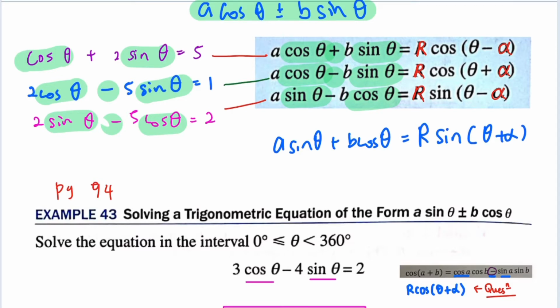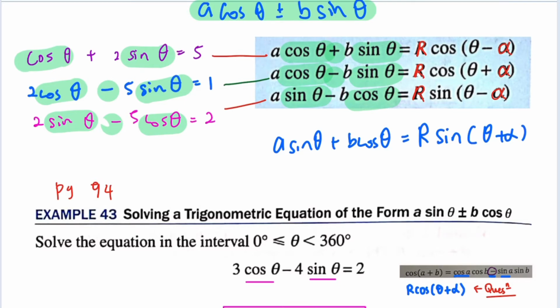So if you find something like this, cos theta plus 2 sine theta equal to 5, or the question is 2 cos theta minus 5 sine theta equal to 1, or 2 sine theta minus 5 cos theta equal to 2. So for this question, you cannot solve by the previous method. You need to use this method here. So what is the method?